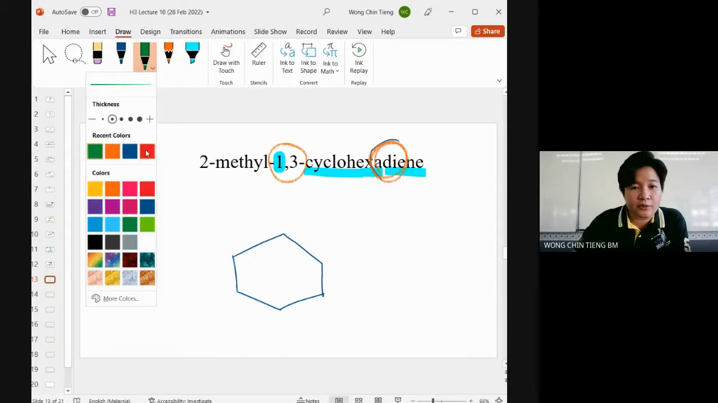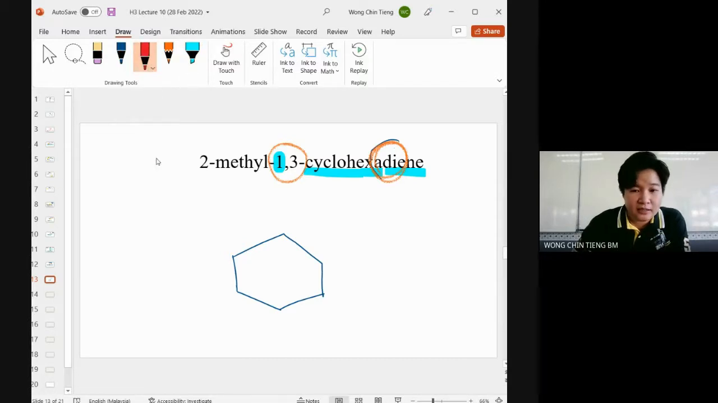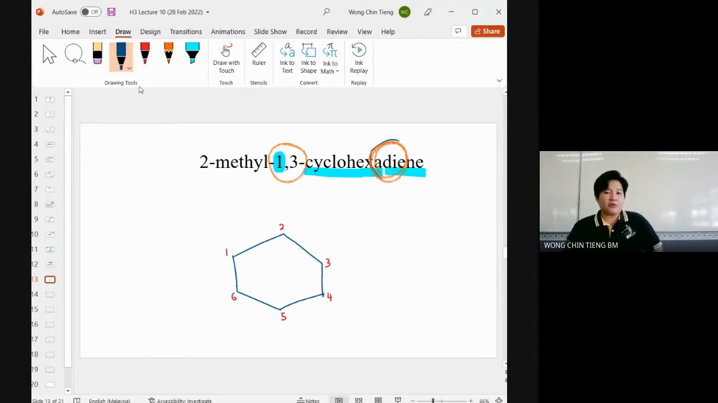Ikutlah kamu nak letak nombor, start nombor 1 kat mana? Katakan teacher start nombor 1 kat sini. 1, 2, 3, 4, 5, 6. Letak nombor tu. Tak ada masalah. Carbon nombor 1 pegang double bond. Carbon nombor 3 pegang double bond. Nampak? Okay. So dah selesai parent. Parent dah selesai. 2 methyl. Carbon nombor 2 pegang CH3.